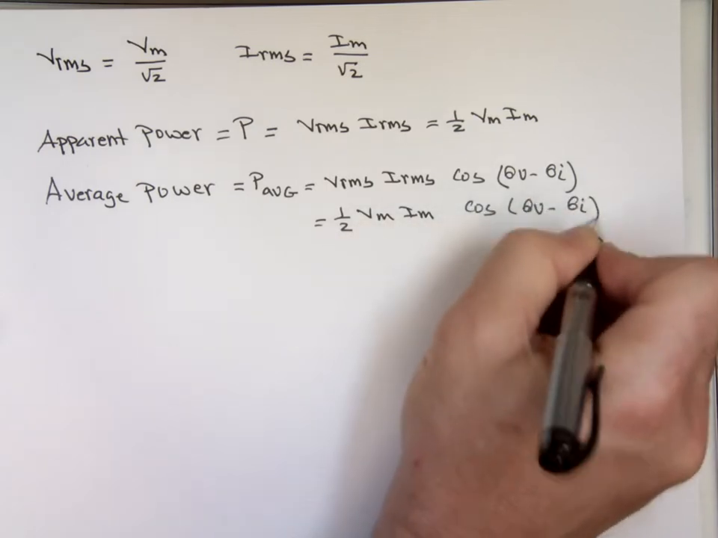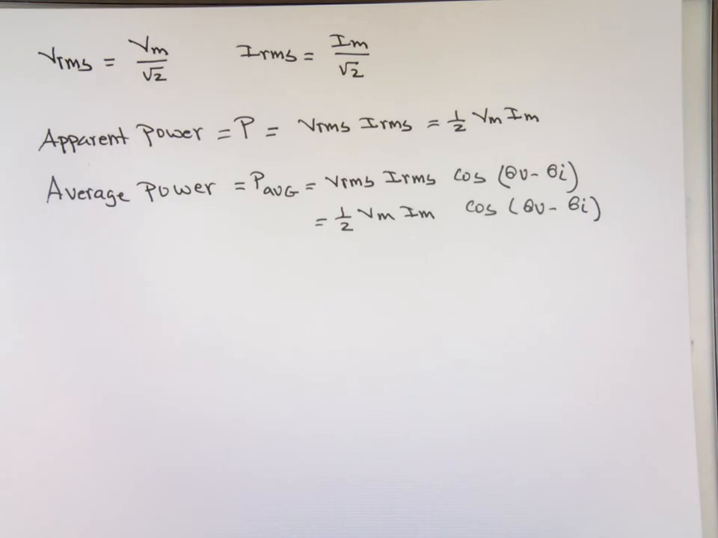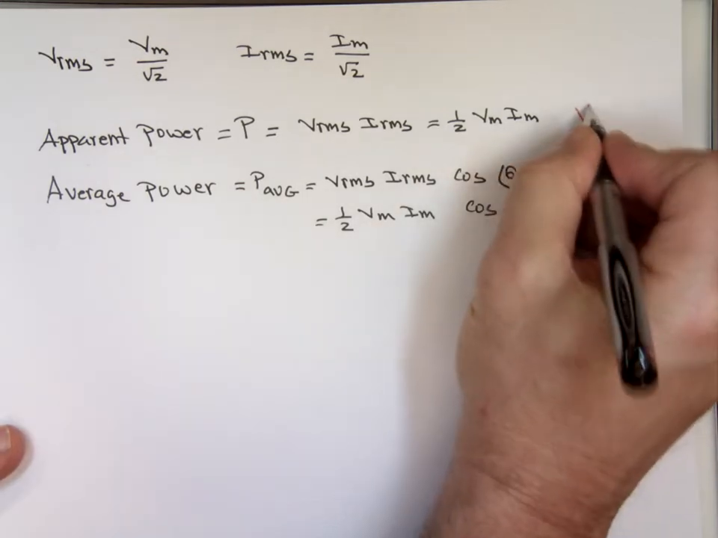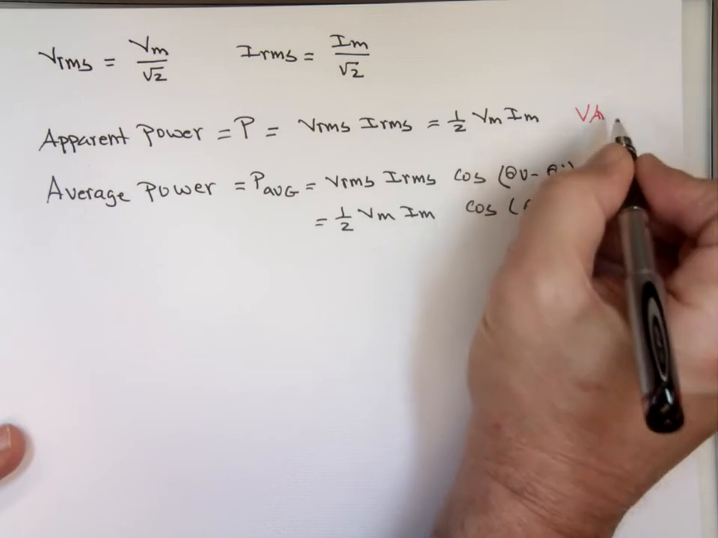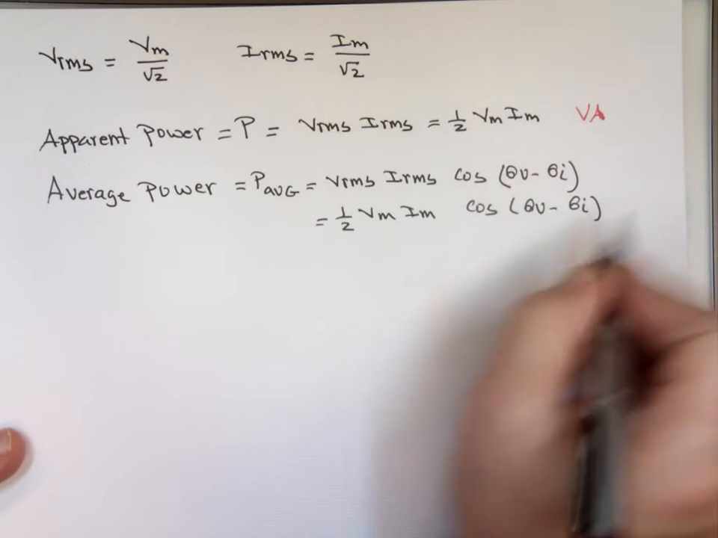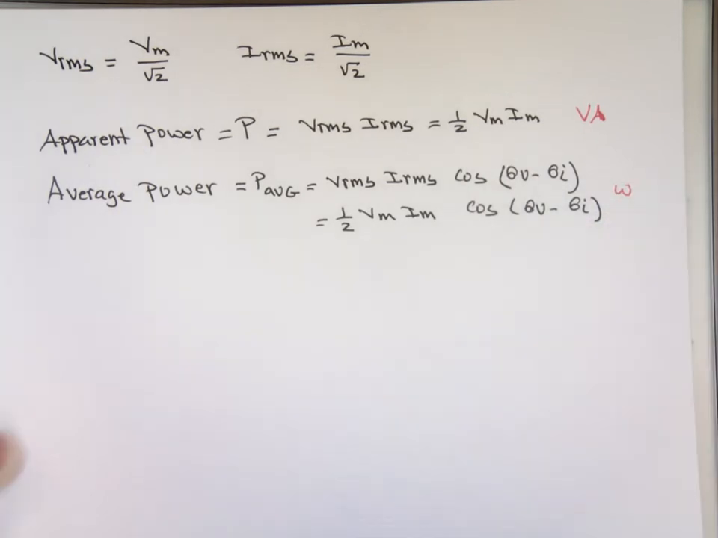How do you know when you're looking at a problem if the value is an apparent power or an average power? How do we know that? The units are your giveaway. The units for apparent power is VA, volt-amps. The units for average power is what? Watts. So look at the units, and the units will tell you if that value is an apparent power or an average power.